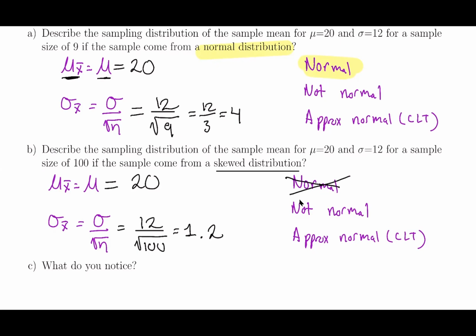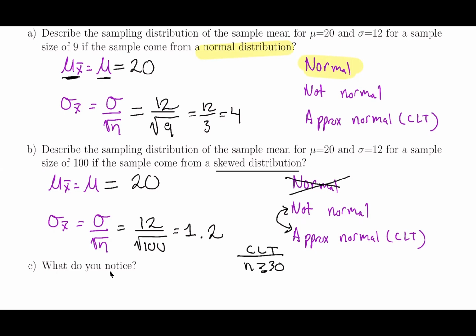So now we want to see if it should be considered approximately normal, or if we should say it's not normal. If it's not normal, that means it didn't pass the central limit theorem. If it's approximately normal, that means it does pass the central limit theorem. To see if it passed or not, all you have to do is check to see if n is greater than or equal to 30.